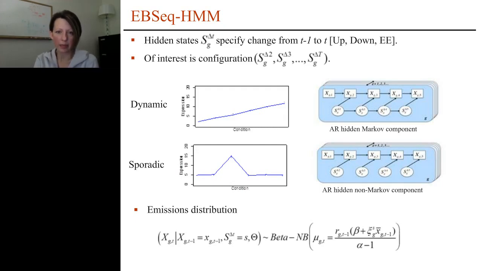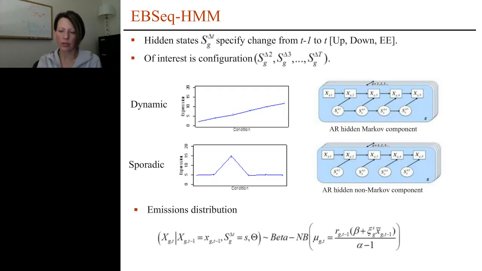In the dynamic case, for both of these, we introduce an autoregressive component to describe dependence of the expression at time t on previous expression. In the dynamic case, we also introduce a hidden Markov model on the states, whereas in the sporadic case, we don't. Now, because, again, we don't know which condition we're in, we introduce a mixture model over these 2 possibilities, and I haven't shown you the possibility of equivalent expression, but that's also included in there.